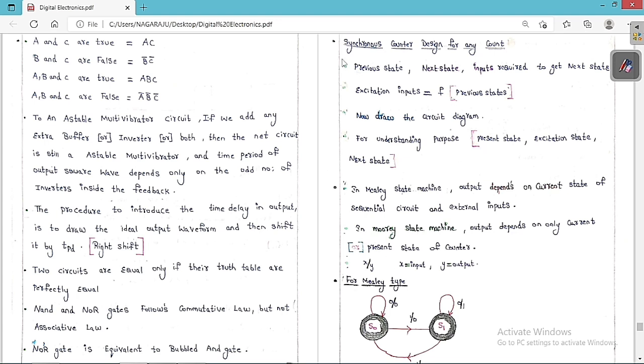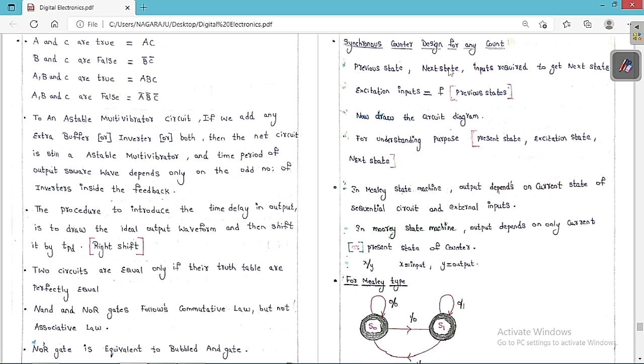Now listen carefully. The synchronous counter designed for any count. I have already told you an important point. With the help of an asynchronous counter, you can design only the up counter and down counter. But with the help of a synchronous counter, you can design the up counter, down counter, and also any sequence of random states, any random sequence.